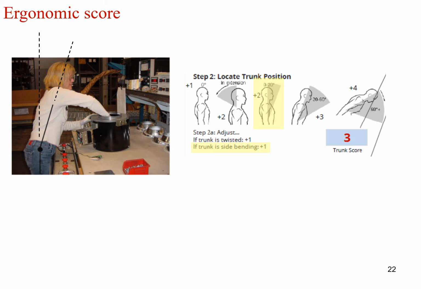Step 2. Locate trunk position. We can see our subject bends forward, but probably within 20 degrees, so trunk score is 2. She does not twist her body, but seems to lean her body to the left. With this side bending, we need to adjust our trunk score by 1, so the trunk score is 3 now.